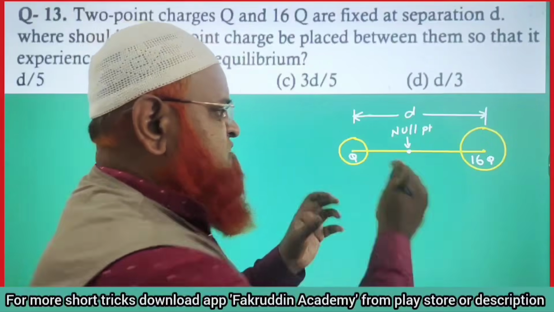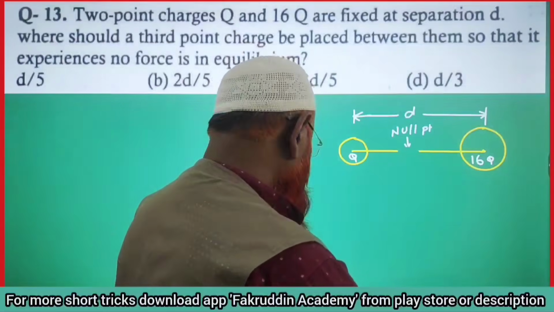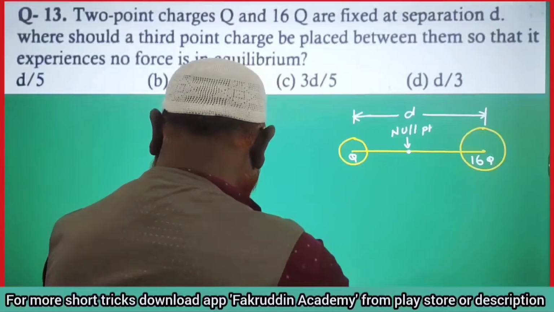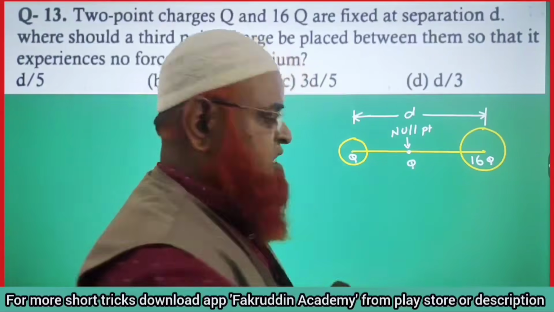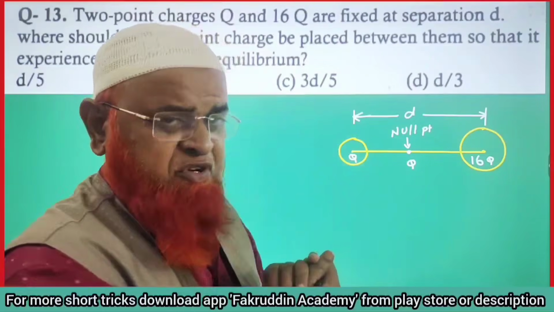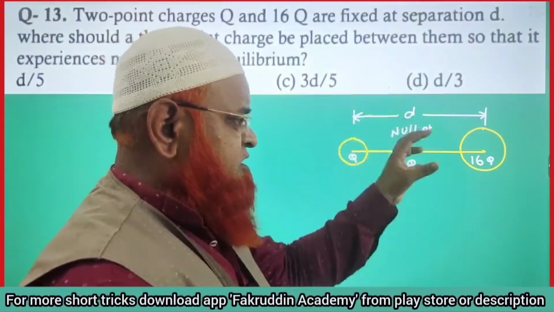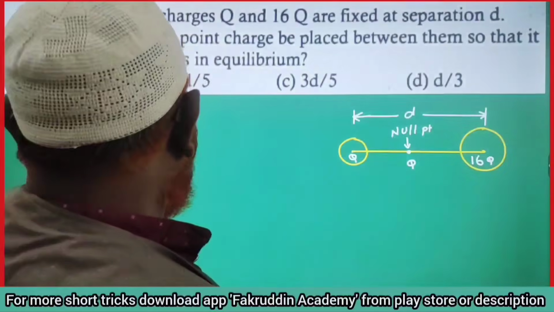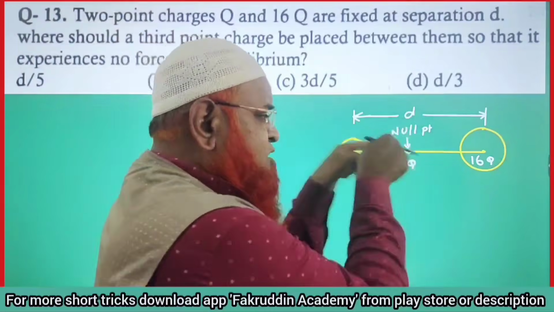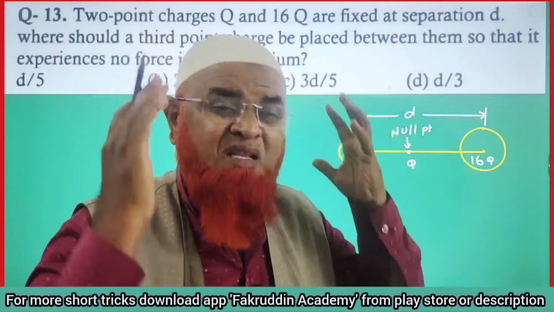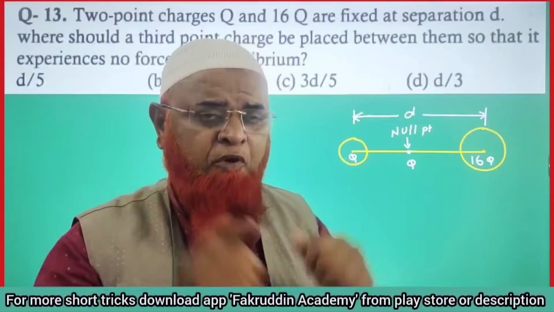Neutral point means, for example, if you keep some other charge here, it should be at the neutral position. That means this is applying a force, and that is also applying a force. Then the net force acting on that charge is going to be 0. That is called a null point, and it's also called a neutral point.